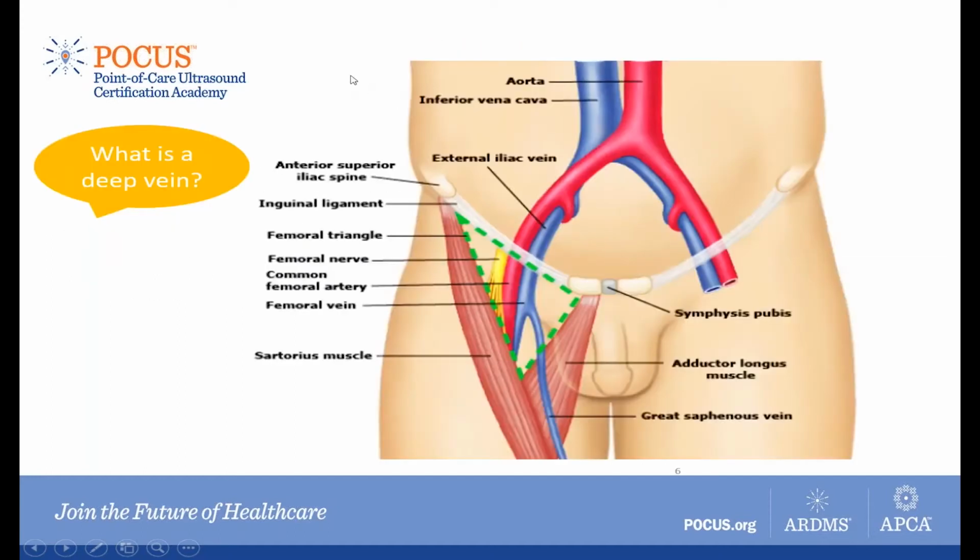Very briefly about the anatomy, as you can see here, this is a deep vein right here. This is the external iliac, and as it crosses the inguinal ligament, it actually becomes the common femoral vein. One thing notable about the deep veins is that they also have an adjoining artery with them. That's the difference between a superficial vein versus a deep vein. Not just that they are deeper, but they also have an adjoining artery with them.